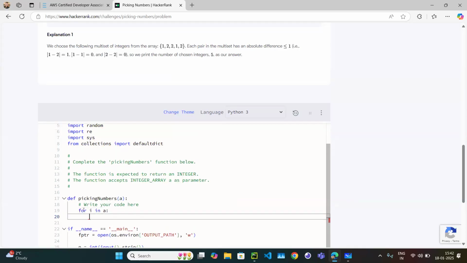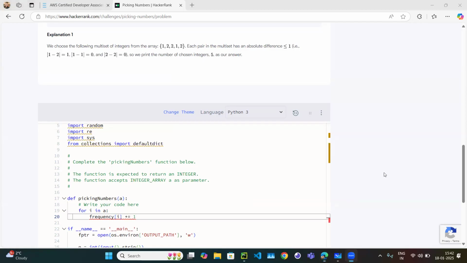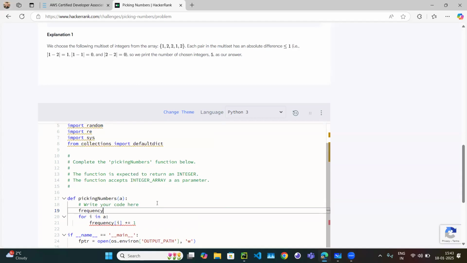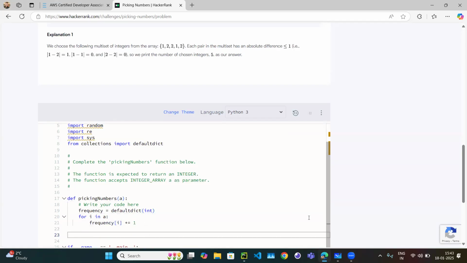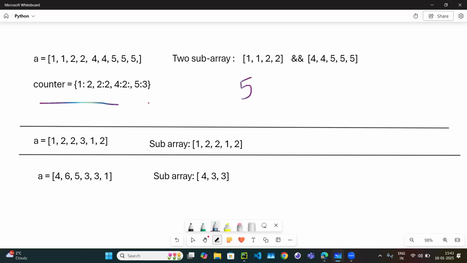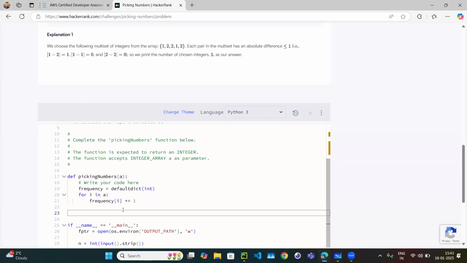For i in A, where A is an array, frequency of i plus 1, frequency of i. Okay, I have to define the frequency, which is a default dict, and it will contain integers. So I have created a dictionary. Now I will just proceed normally, and I have to return the integer max length.